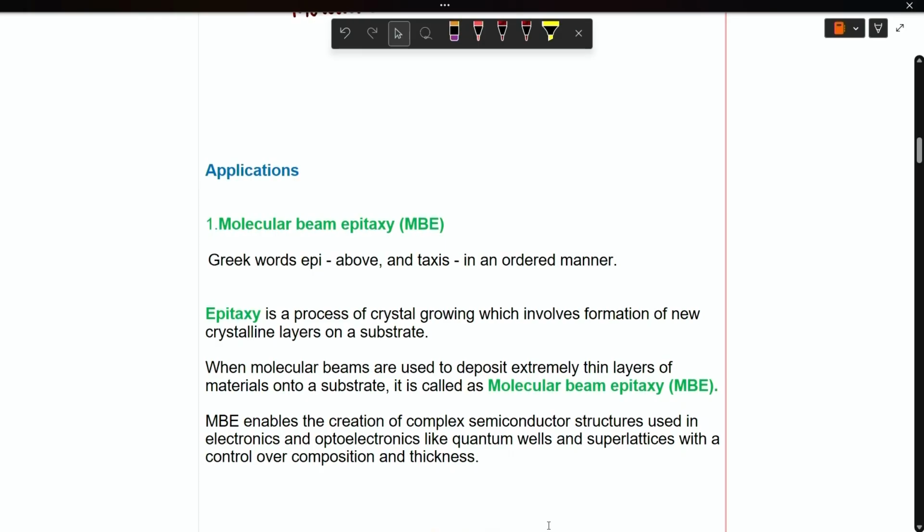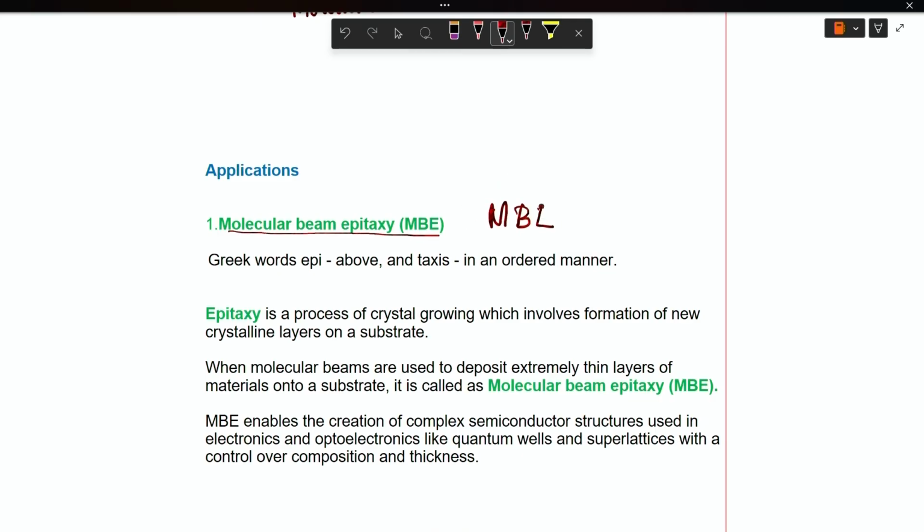Next, we will go for the applications. The first application is molecular beam epitaxy. It is also mentioned as MBE, molecular beam epitaxy. This word is derived from Greek words. Epi means above, taxis means in an ordered manner. That is, the layers are being constructed in an ordered manner, one above the other. That is what the word epitaxy means.